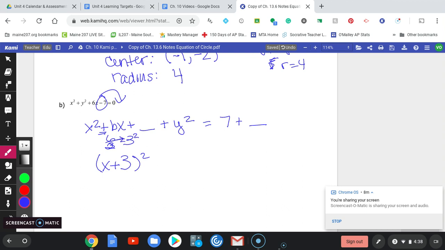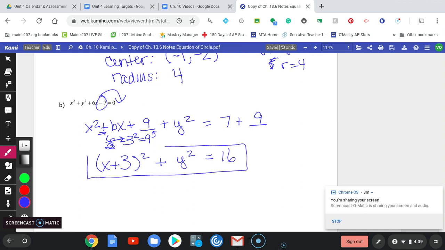I'm going to square that, which gives me 9. And the 9 is what gets added as a constant term on the left side. And so I need to add 9 on the right side. All right, so now the y was already done, so y squared equals 16. So that's the standard form for my circle equation.